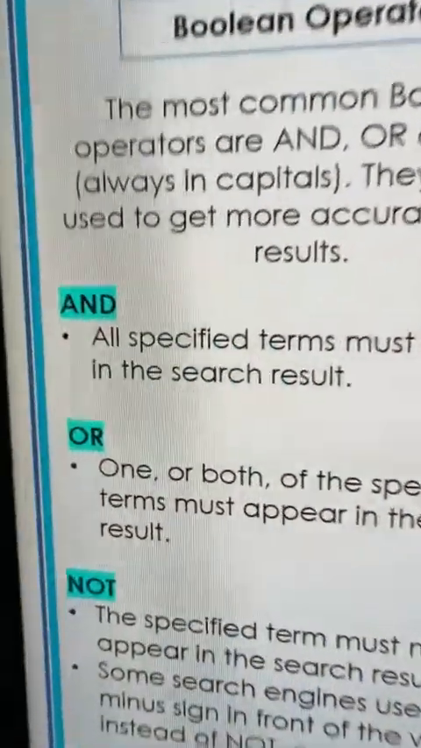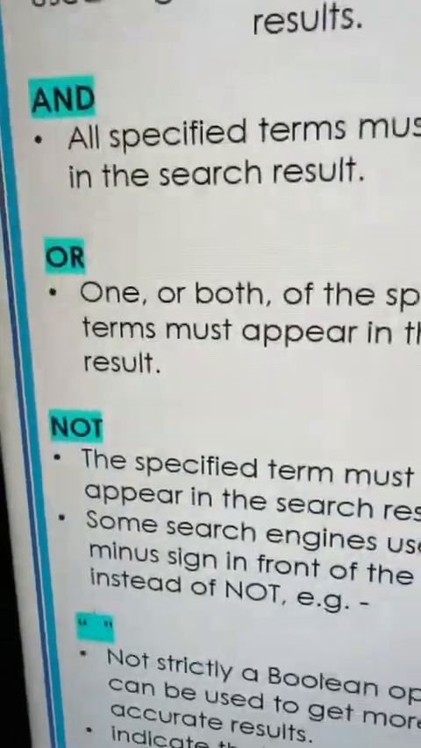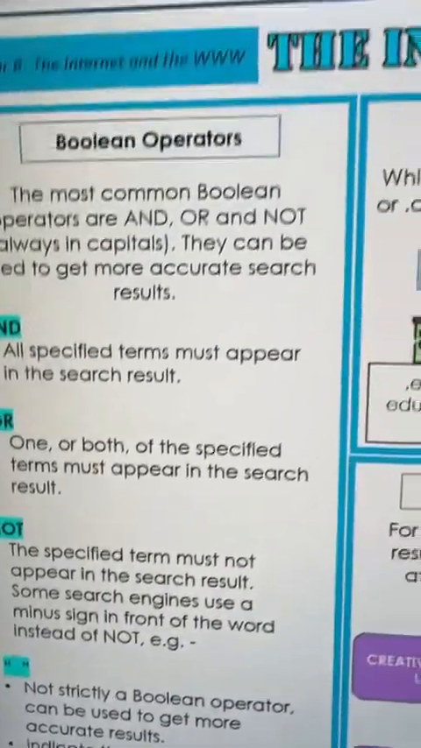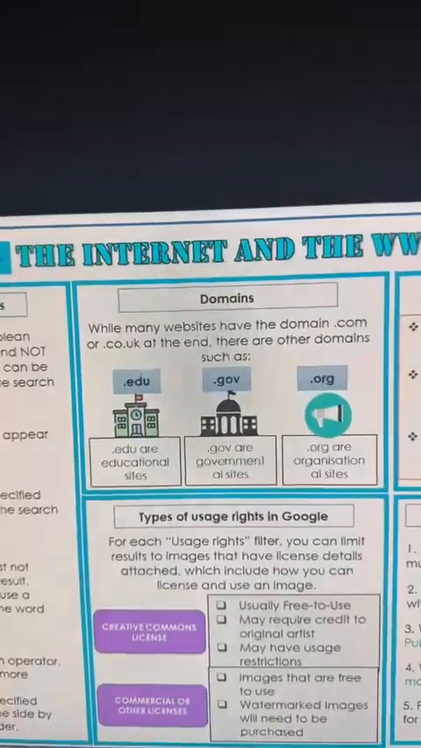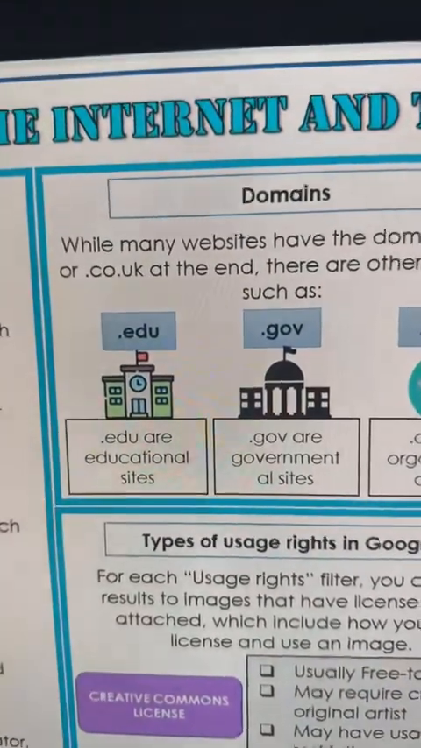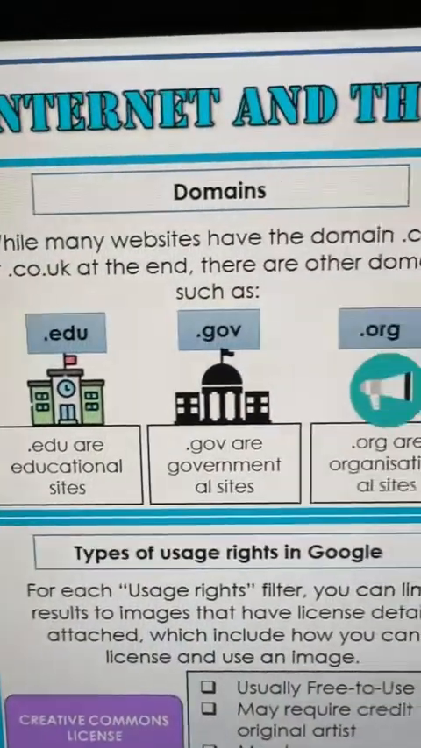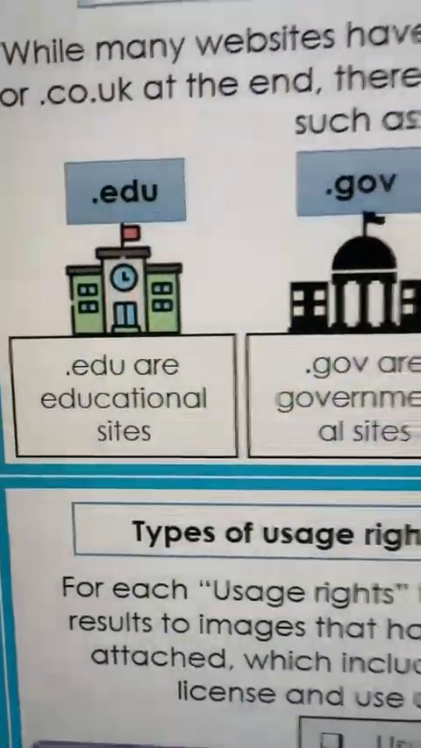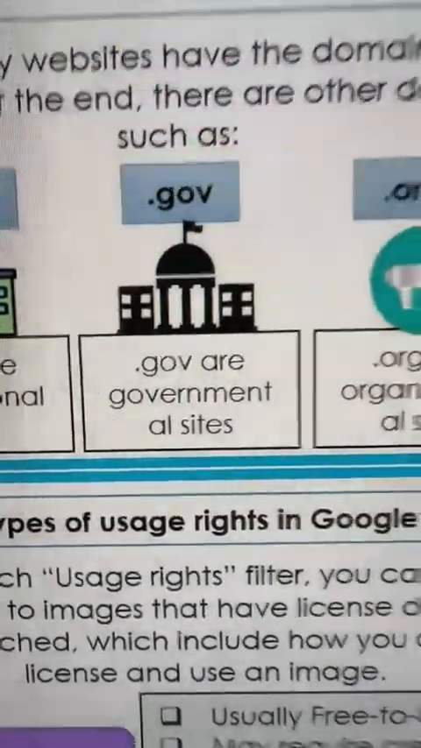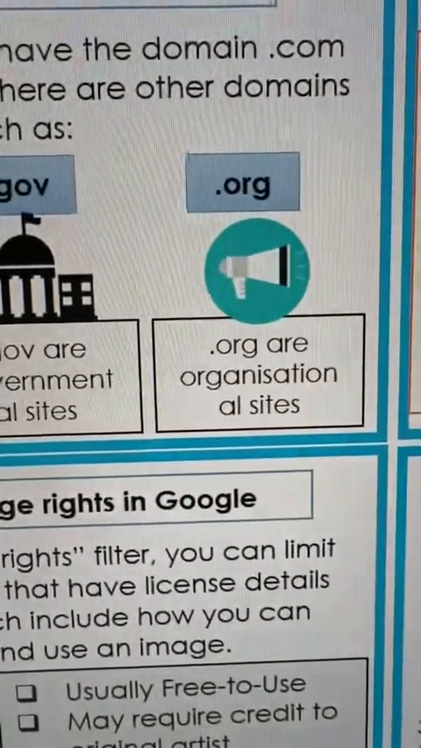You can also use these and, or, not, and speech marks, which can help narrow or widen our search, and these are called Boolean operators. And don't forget, we've got the end of website addresses like .co.uk, .com. We also have .edu for educational sites, .gov for governmental sites, and .org for organisational sites.